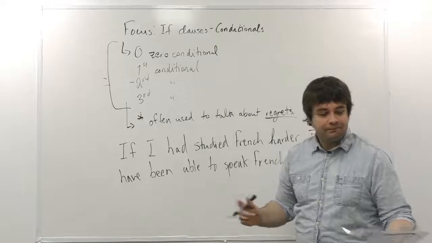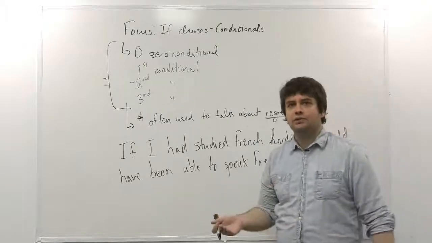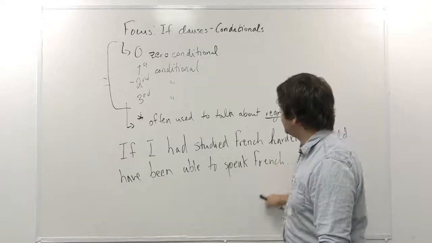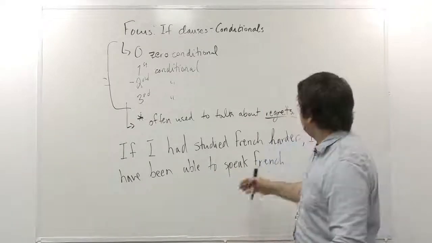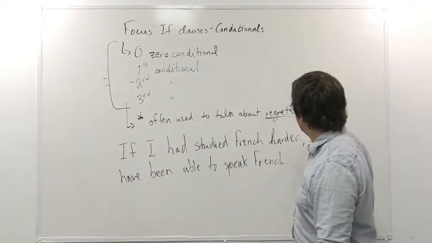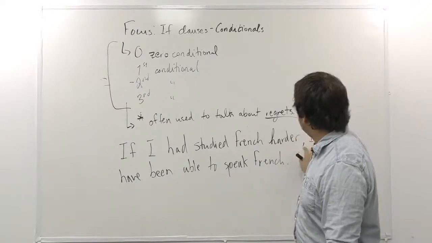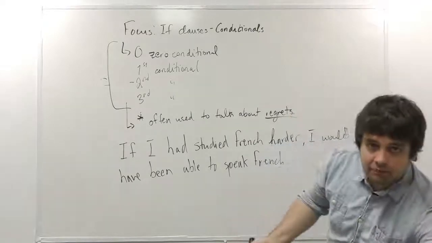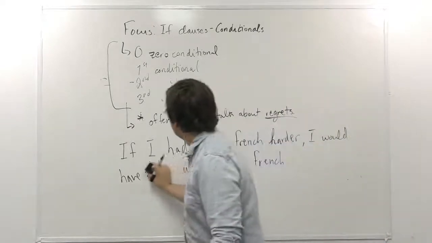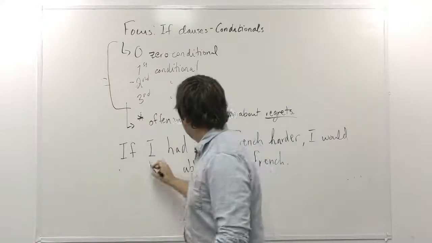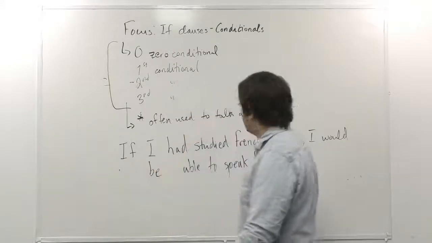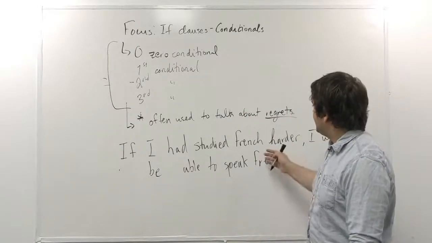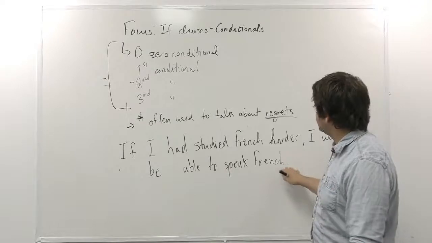That's fine. But another thing with conditionals is that you can mix them, right? I would have been able to speak French in the past, and I would have been able to speak French. We could change the second clause here, the conditional clause. We could replace "have been" with just "I would be able to speak French." And actually, that kind of makes more sense, right? But both of them make sense. But I would be able to speak French.